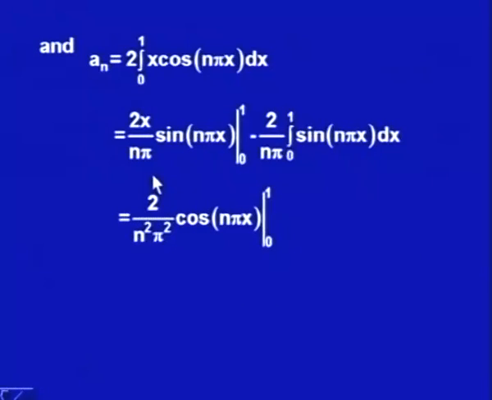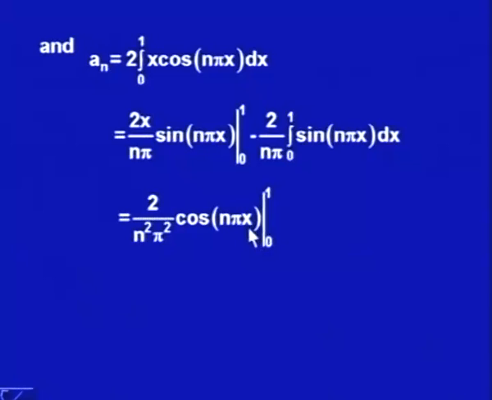Evaluate it, we will get 2 upon n square pi square, since at x equal to 1, sin n pi is 0, and at x equal to 0, sin 0 is 0. So this term is not giving me anything. Here again this integral, minus sin n pi x, its integral is cos n pi x over n pi. So we are getting 2 upon n square pi square cos n pi x evaluated from 0 to 1.